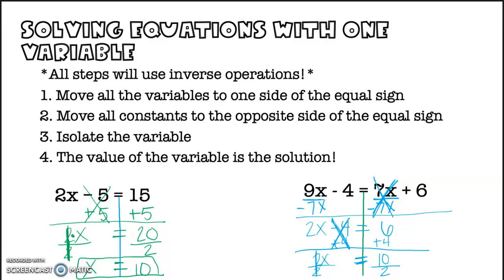I'm running out of room, so I'm just going to write it up here. We have our equal sign. And then 10 divided by 2, that's 5 on the other side. So x equals 5. That's my final solution.